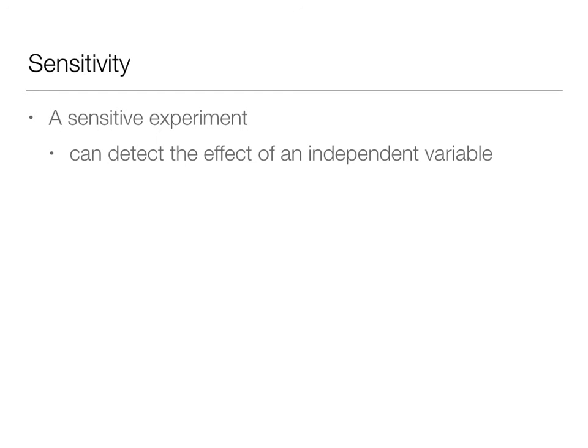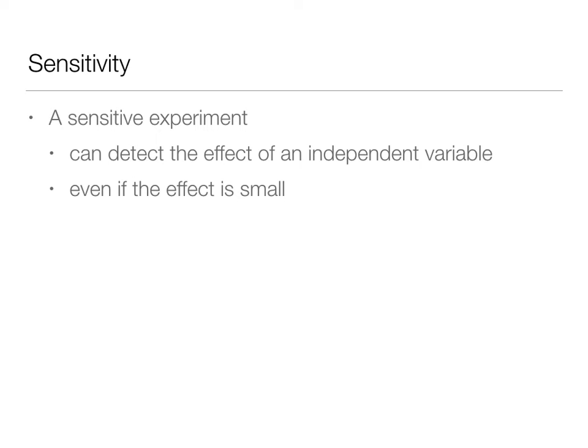So this sensitivity is again related to power. A sensitive experiment is an experiment that can detect the effect of the independent variable. If the independent variable is causing change and you've got a sensitive enough experiment, you're going to be able to say the independent variable caused change, even if that effect is very, very small. Even if it only goes up just a little bit, if you have a sensitive experiment, you're going to be able to detect that.